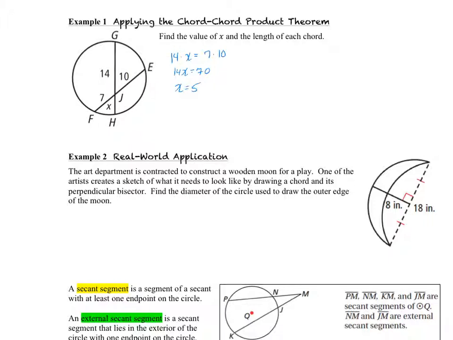And then from there we need to find the value of x and the length of each chord. So the full length of the chord FE, we already know: now we're not multiplying anymore, we're just trying to find the length. It was 7 and 10, so that's 17 units. And then the other chord, GH, is going to be equal to 14 plus the 5 that we just figured out, 14 plus x. So GH is 19.